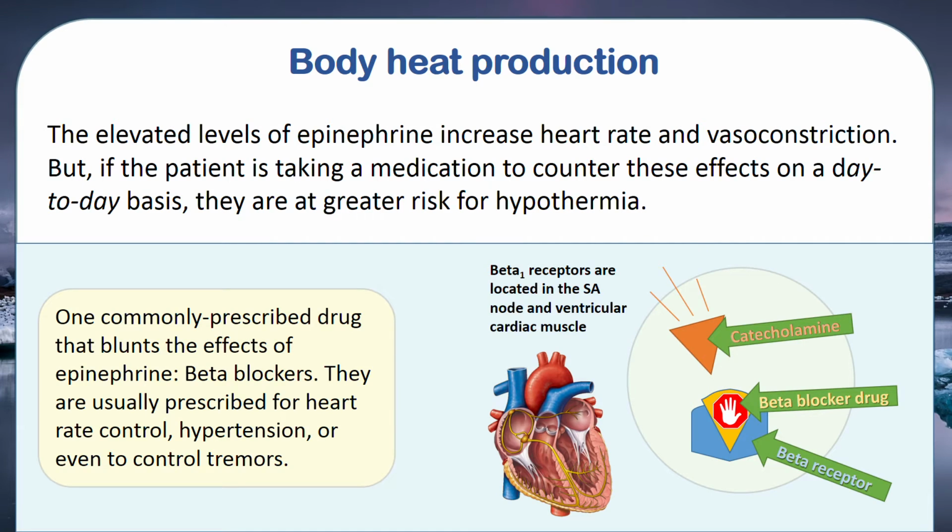As these levels of epinephrine rise, I'm going to get some increase in heart rate. So my heart rate's going to be picking up. That's going to be saying, hey, I've got to do something here to make this warmer. I've got vasoconstriction going. But once again, our daily medications carry a higher risk factor for us putting us into this. Once again, beta blockers.